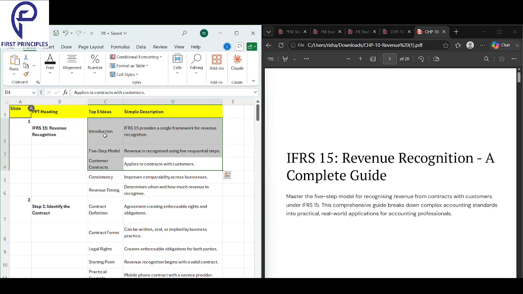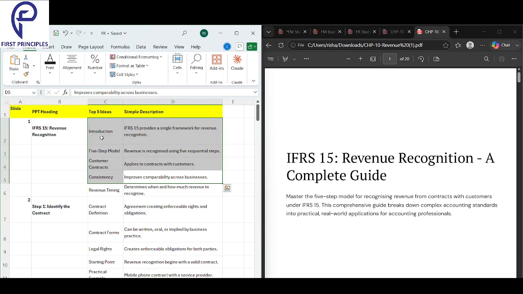Next is consistency, making it easier to compare revenue between different companies. If you follow this standard, it just makes comparability a lot easier. If all the companies use one standard to record sales, imagine it will become so much easier to record revenue.